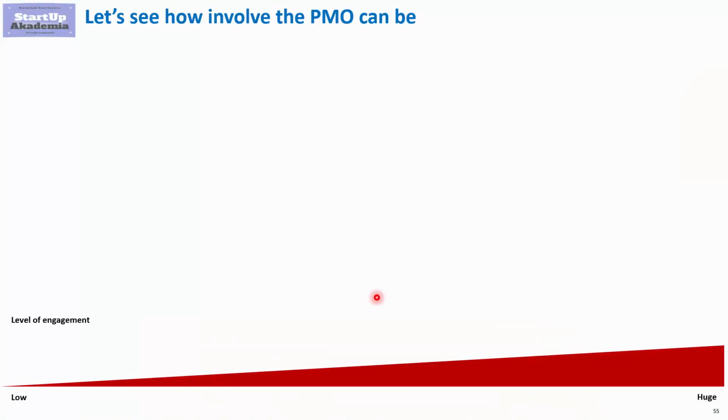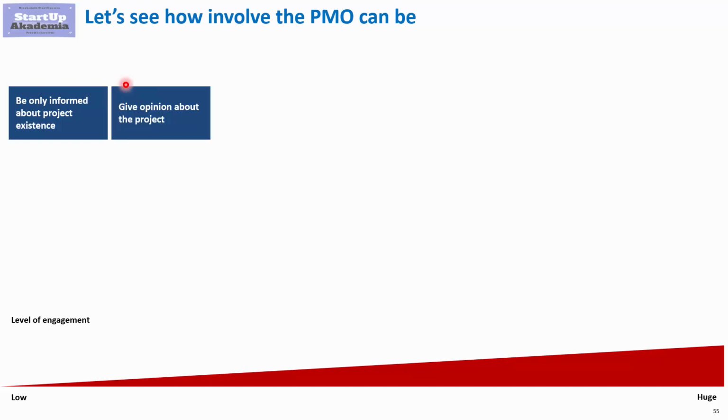So if we would have to order involvement of PMO in projects from low to high, we would have the following things. On the very left side of the scale, so low involvement, we've got obviously that they just have to be informed about the project existence. In this case, you don't have to do much about that. You just have to put it in a table to know that such project exists, and that's it.